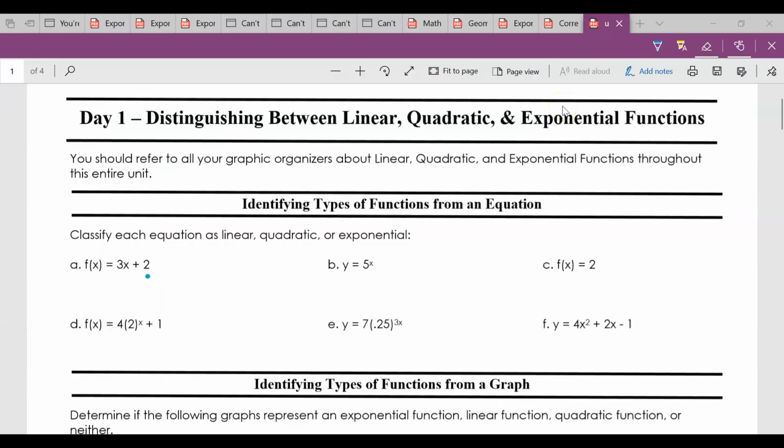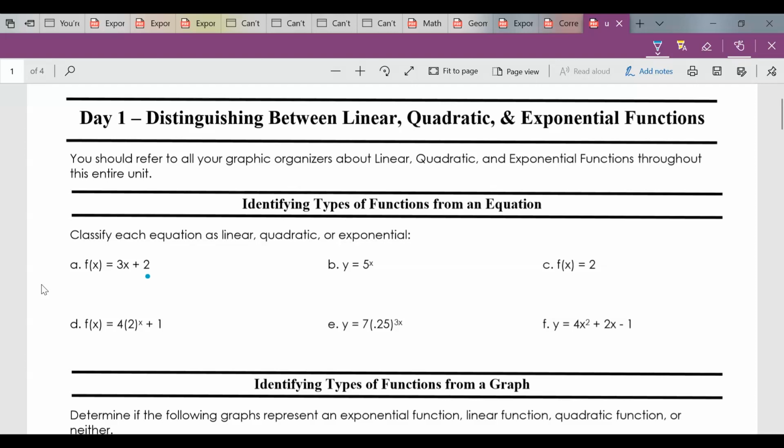Okay, this week we're going to look at distinguishing or identifying which one we have, a linear, quadratic, or an exponential. This first section, we are just looking at what type of equation we have. So the function is written as an equation. So we should remember some information. If it just has an x, then it is linear. If it has an x squared, then it is quadratic. And if it has an x in the exponent, then it is exponential.